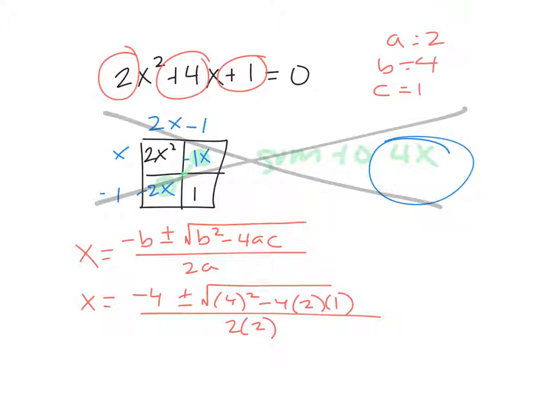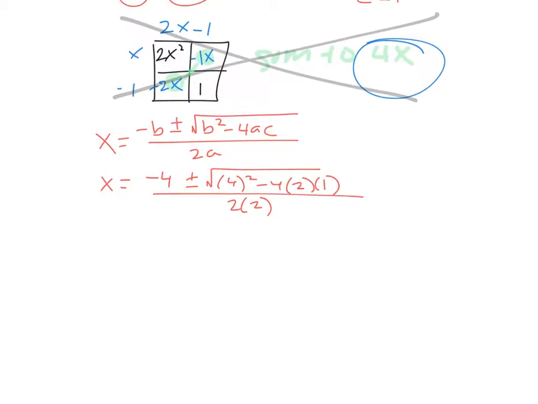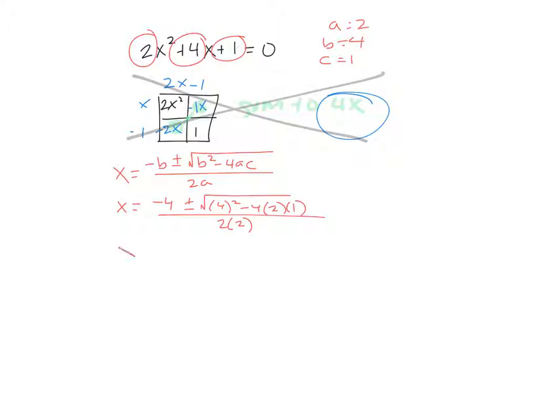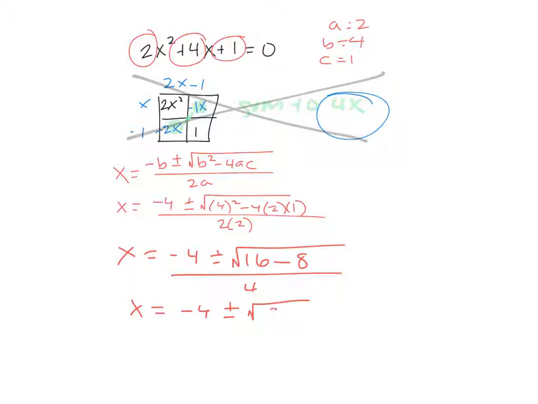And so we are going to simplify. And so we get x equals negative 4 plus or minus. And we just want to take our time with this and make sure that we're being really precise. So 4 squared is 16 minus 4 times 2 times 1, so that's 8, all over 2 times 2, which is 4. And so I get negative 4 plus or minus the square root of 8 all over 4.